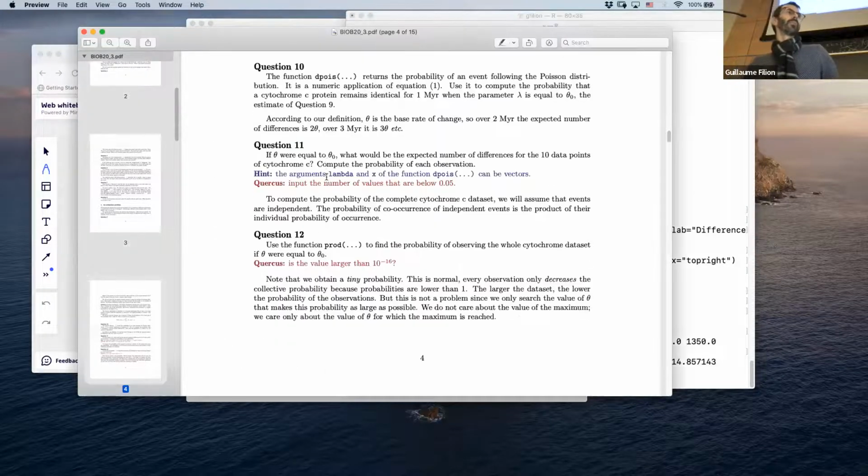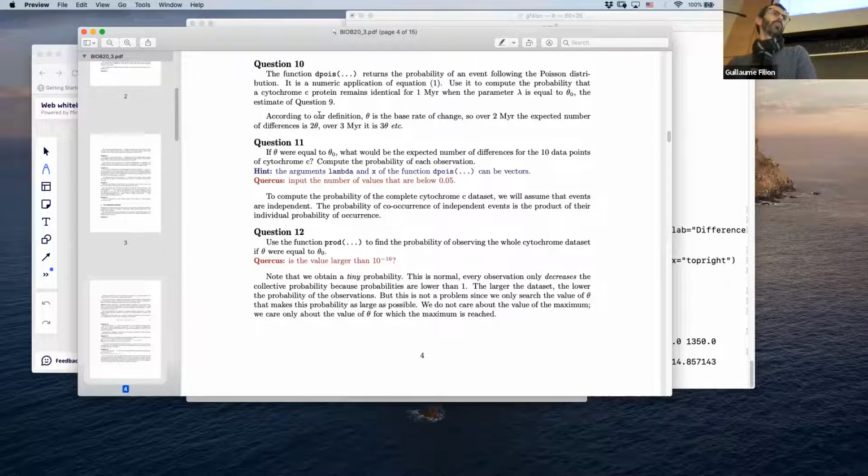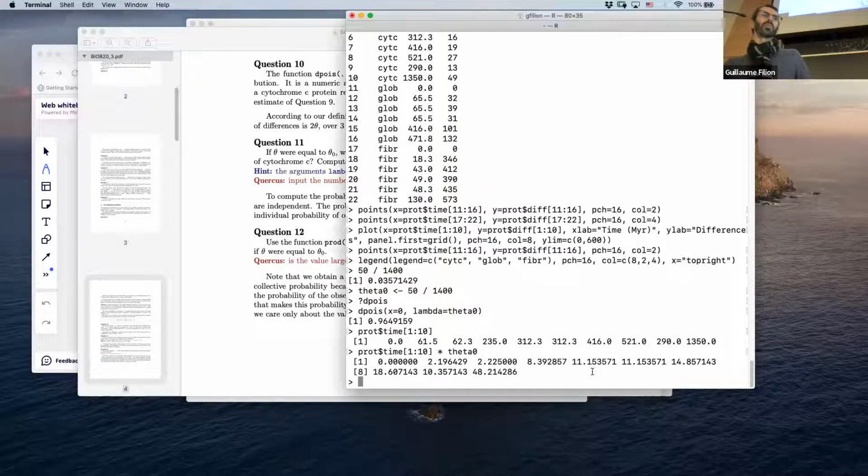So let's move on. Okay, so compute the probability of each observation. We haven't done this; we still need to compute the probability of each observation. So this is the value of lambda here. That's the expected number of mutations after a given amount of time, but that's not a probability. To get a probability, I need d plus. And the first thing that I can do is to say lambda equals that thing here.